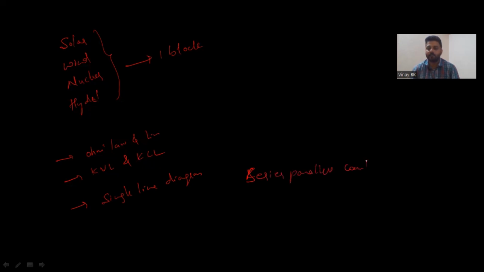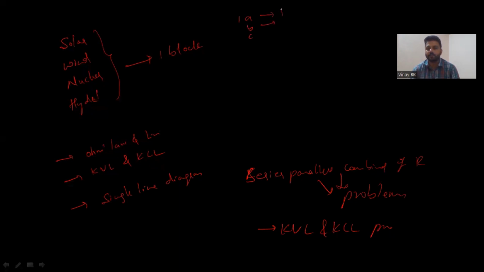And as per my knowledge, you can expect Ohm's law and limitations, KVL and KCL, and also you can expect a single line diagram. Obviously, resistances in series parallel combination problems. Definitely you can get one problem from this, another problem from KVL and KCL. So 1A, 1B, C.